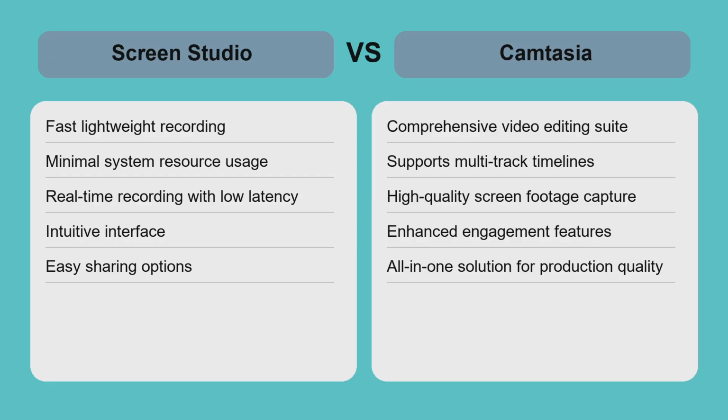For example, if you need to record a quick software demo with little editing, Screen Studio is efficient and straightforward. But if you require detailed annotations, transitions, or multi-layered edits for a training video, Camtasia provides the necessary tools. Choosing between them depends on whether your priority is speed and ease, or comprehensive editing and production quality.